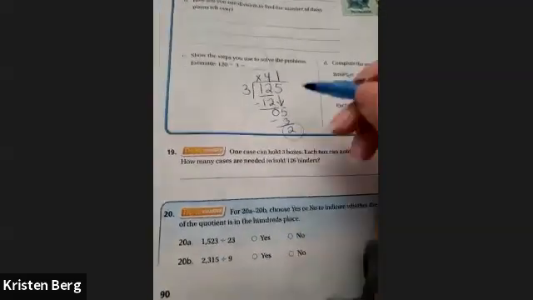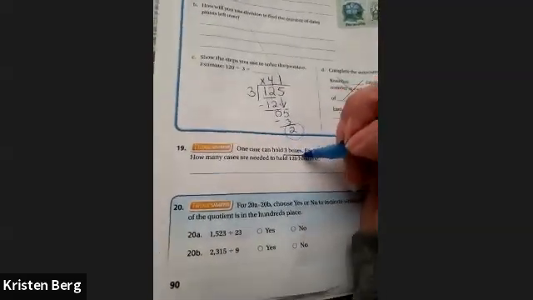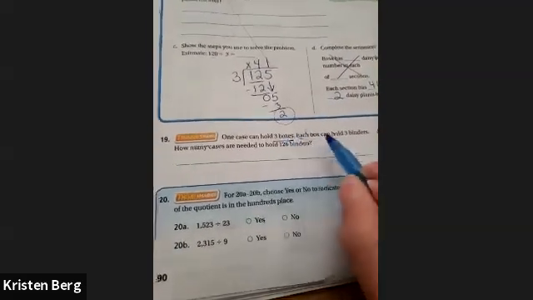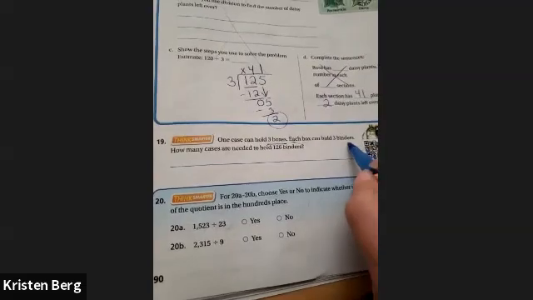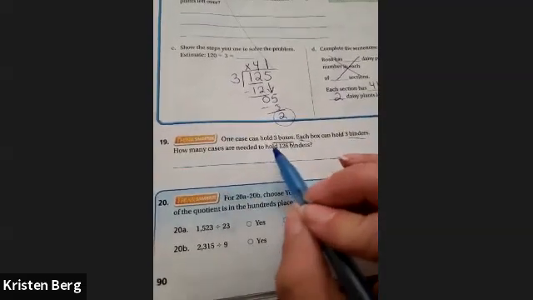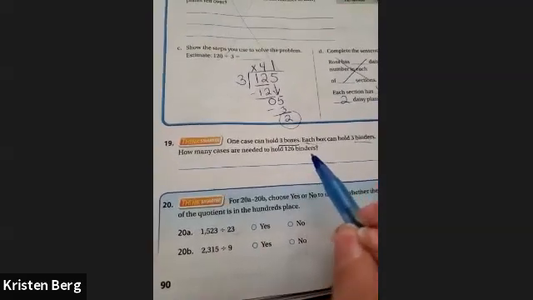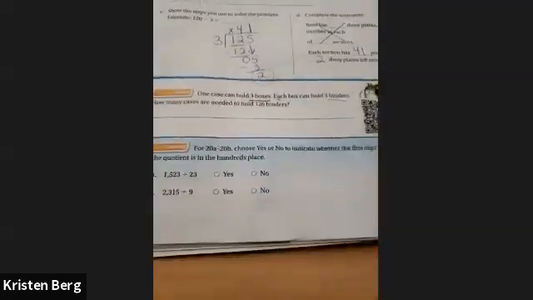All right, so this one says 1 case can hold 3 boxes. Each box, so just 1 box, one of these boxes, can hold 3 binders. How many cases are needed to hold a total of 126 binders? So we're going to do that.